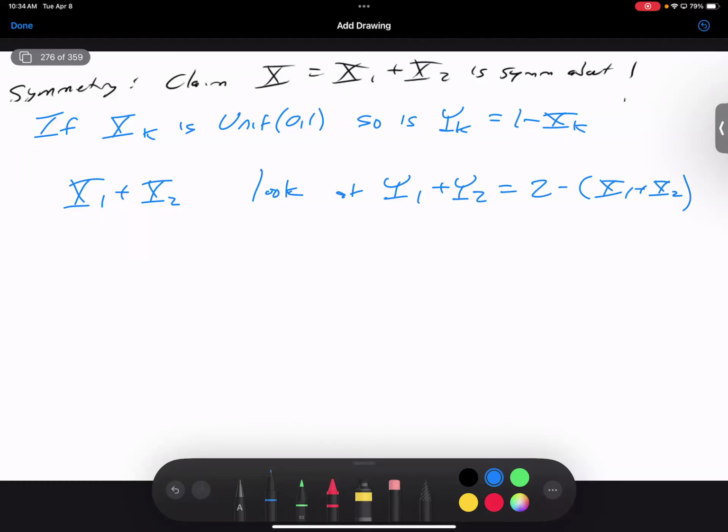What's the largest y1 plus y2 can be? 2. The smallest it can be, 0. So really, the sum x1 plus x2 is going to have the same distribution as the sum y1 plus y2.